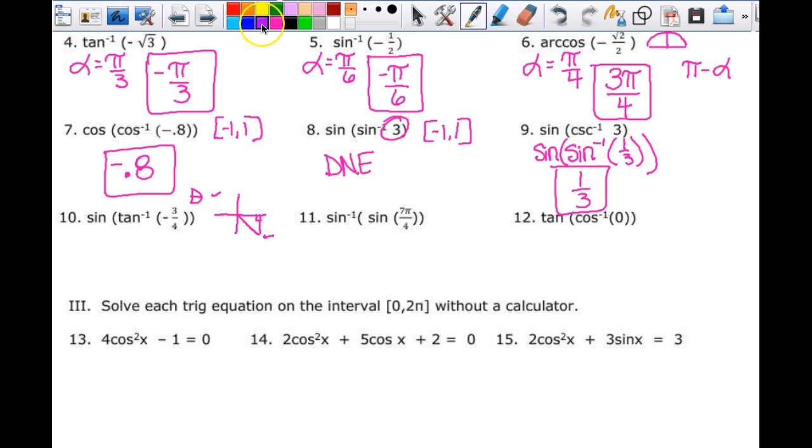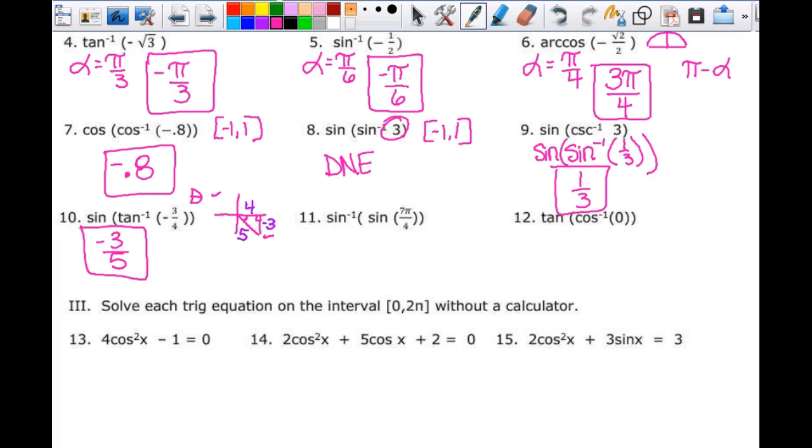Then tangent is opposite over adjacent, so this is 3 and 4. And then I know that this one has to be the negative. And then this is the 3, 4, 5 triangle, or I could do Pythagorean theorem if I didn't know that much. The tangent inverse gives me this angle, whatever that angle is. I don't know what it is and it doesn't matter. But then I take the sine of that angle. Sine is opposite over hypotenuse, or y over r. So I'm going to get negative 3/5.